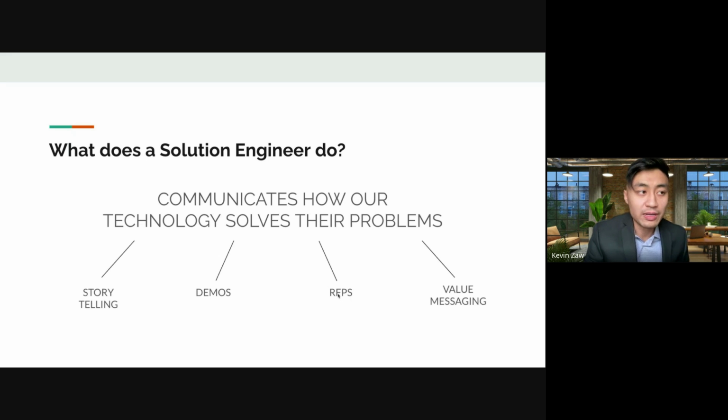And the solution engineer is going to be the one filling out those RFPs, answering those questions, saying, okay, based off the challenges that you sent us, this is how our technology can solve those challenges. So essentially, the solution engineer responds to questionnaires that customers send out to prove how our technology can solve their problems.